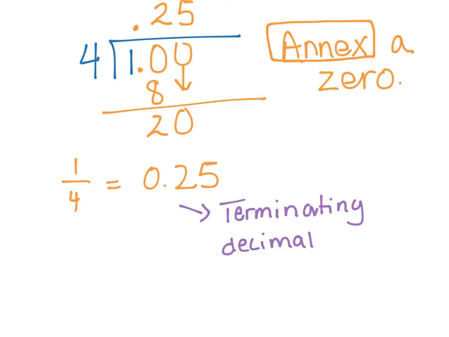So 1/4 equals 0.25. 0.25 is an example of a terminating decimal. It is terminating because the division ends or terminates. There's nothing that comes after the 5 here, so it stops. This is our answer, and it terminates at that point.